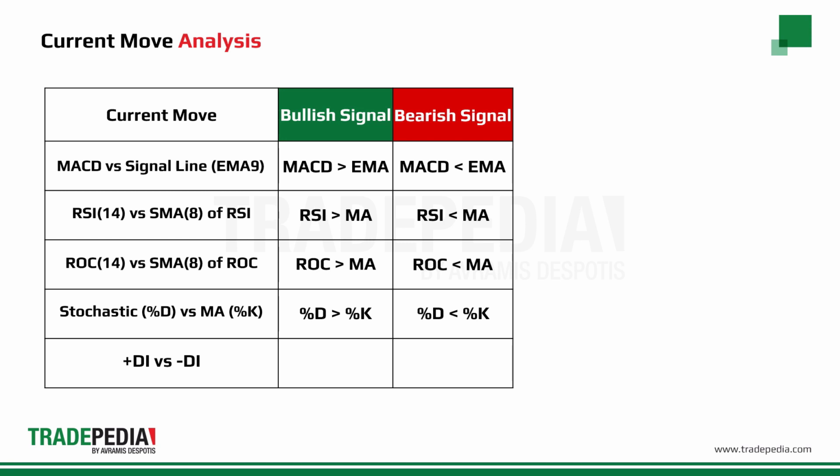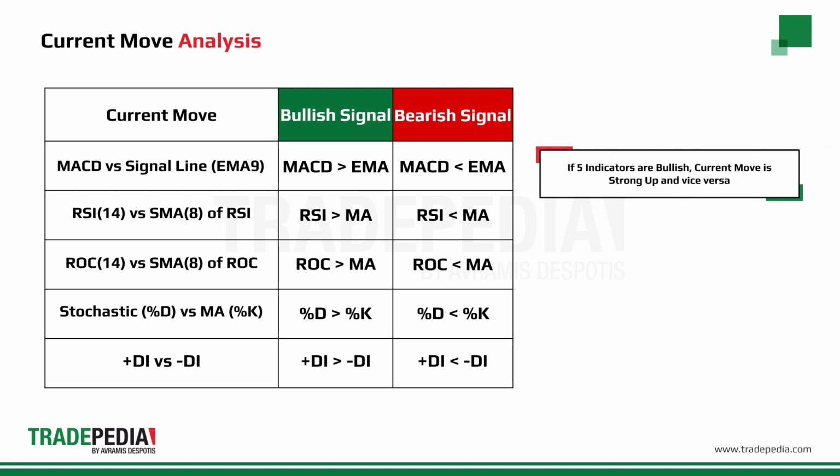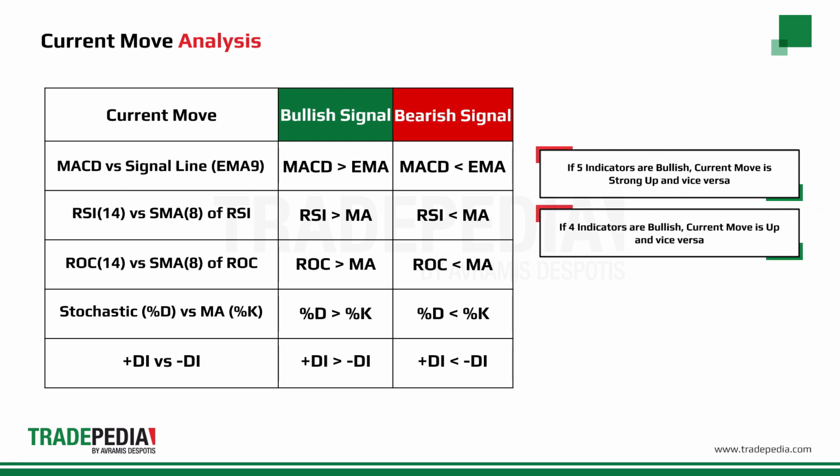When comparing the plus directional indicator to the minus directional indicator, we get a bullish signal if the positive DI is above the negative DI, and a bearish signal if the positive DI is below the negative DI. As a conclusion, if all the 5 indicators are giving bullish signals, we conclude that the current move is strong up, and vice versa. If 4 indicators out of the 5 are giving bullish signals, we conclude that the current move is up, and vice versa.